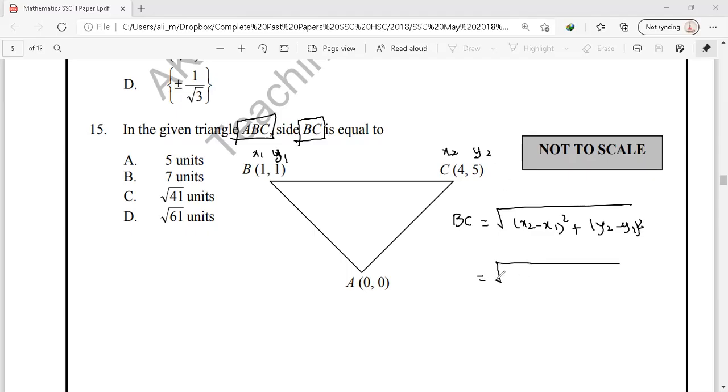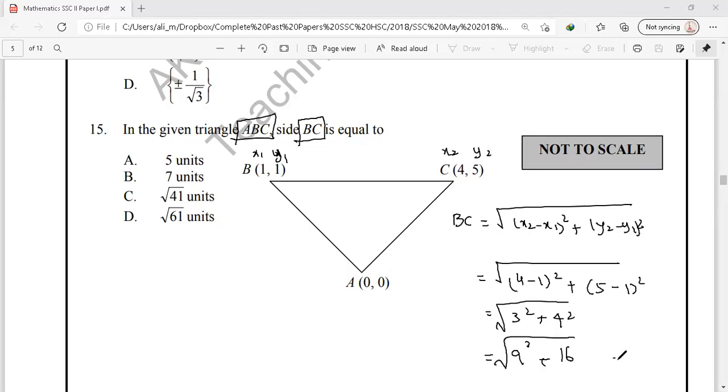So let's substitute the values. x2 minus x1 will be 4 minus 1 square, plus y2 minus y1 will be 5 minus 1 square. So 3 square plus 4 square with a square root, so it would become 9 plus 16, which equals the square root of 25, that is equal to 5. So the correct answer in question number 15 is option A, that the distance between these 2 points BC is 5 units.